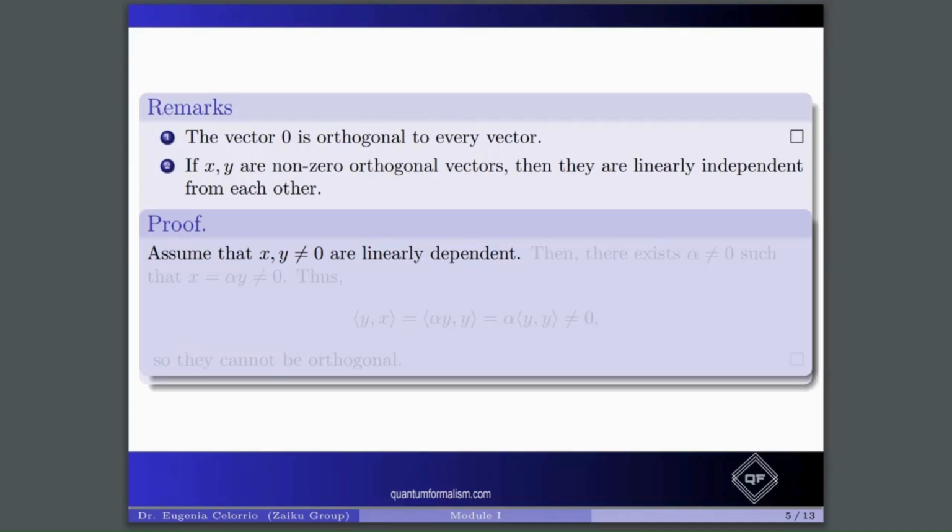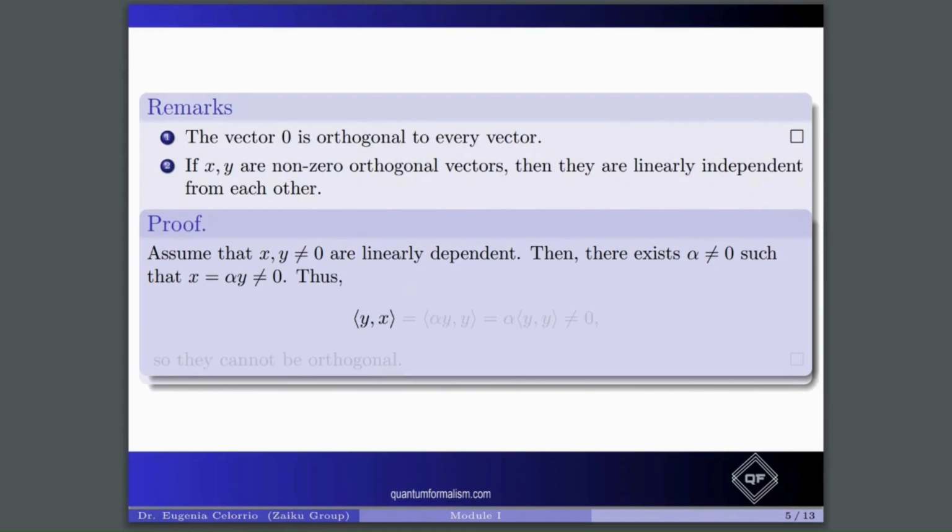Let's prove that. In order to prove it, we are going to use the proof by contraposition. So we are going to take x, y, two vectors that are not zero and they are linearly dependent. Well, if they're linearly dependent, we have alpha, a complex number, such that we can write one of them as alpha times the other. In this case, I chose to write x equals alpha y. Since they are different from zero, this alpha must be different from zero too.